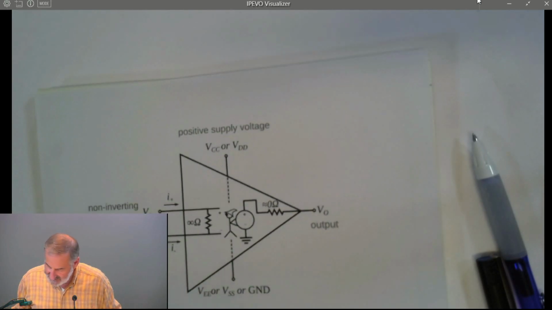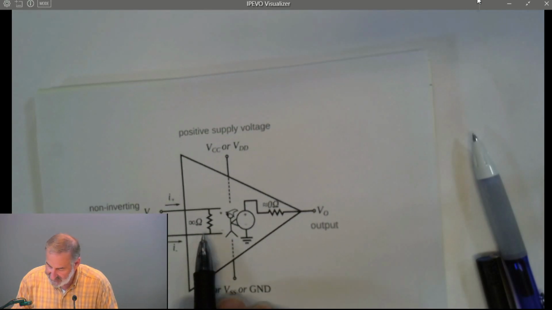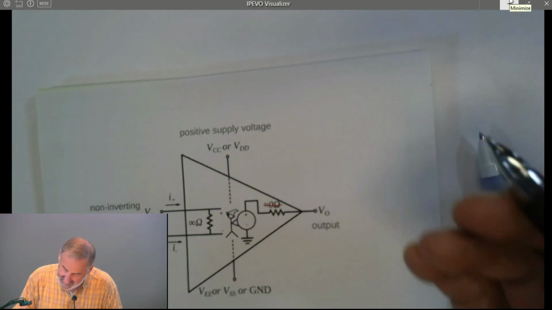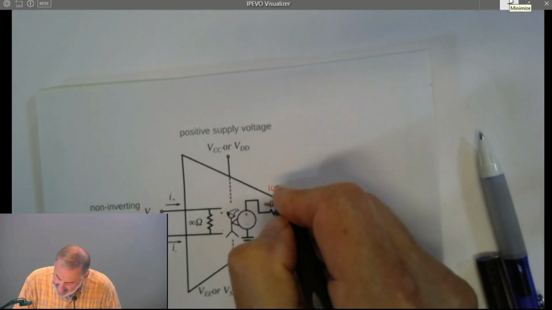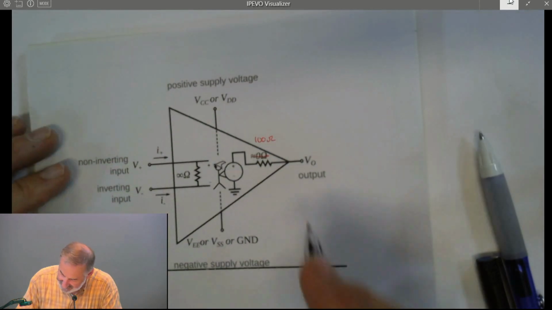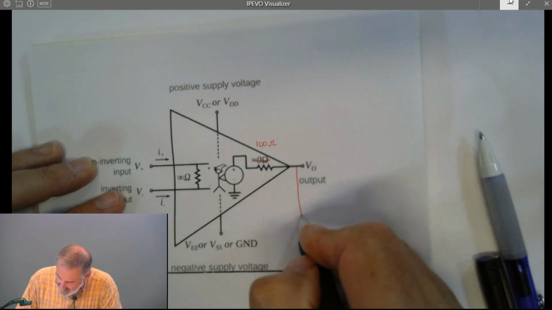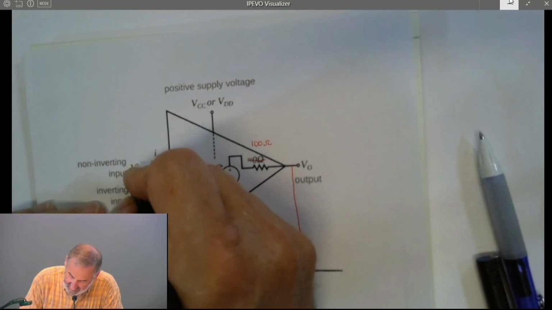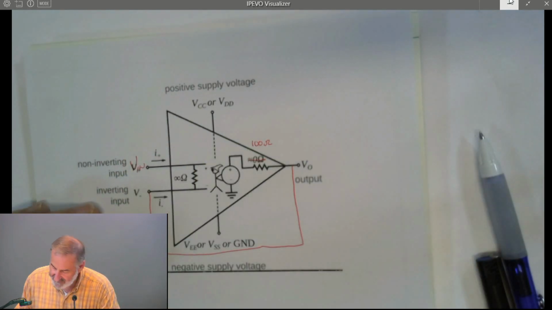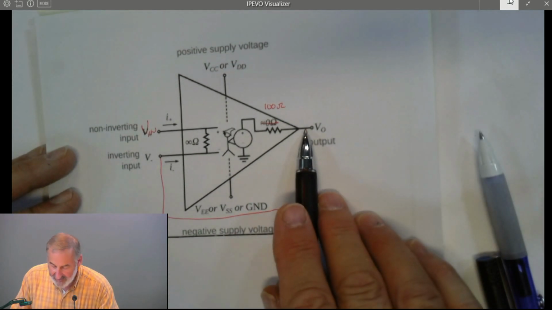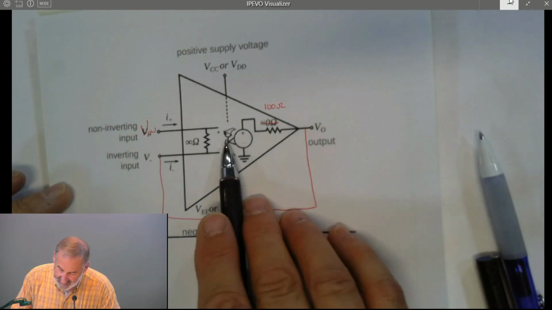Now here's our ideal op amp with infinite input impedance and 0 output impedance. But the truth is, a real op amp has an output impedance on the order of 100 to 200 ohms. Now you might think that's bad, but as a former colleague of mine used to say, feedback fixes everything.